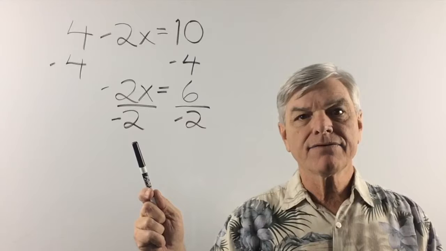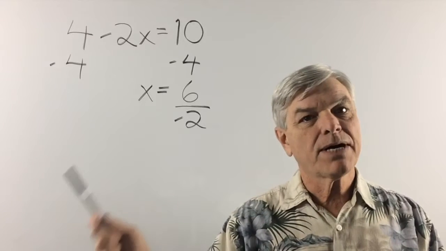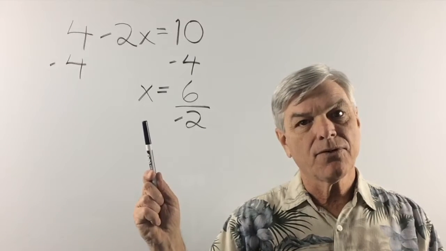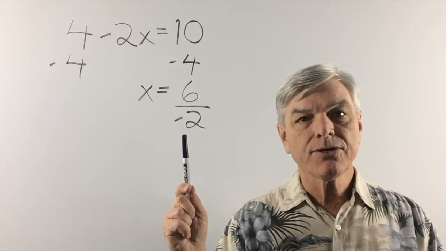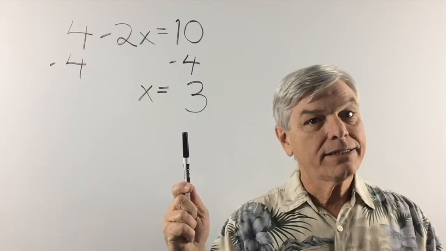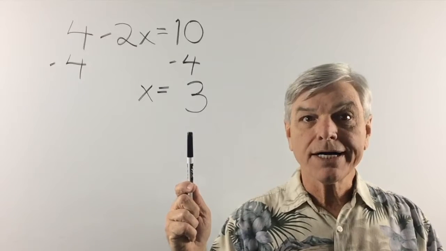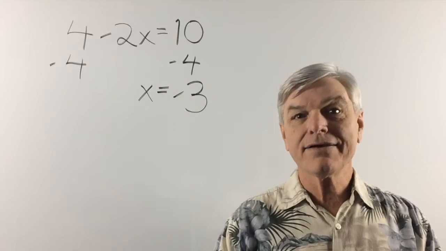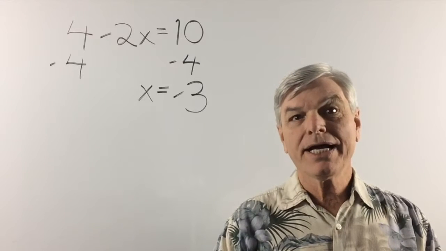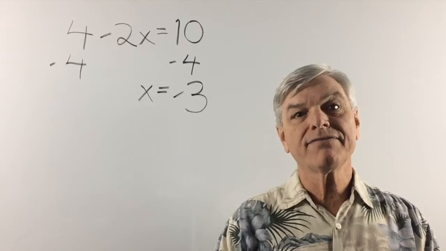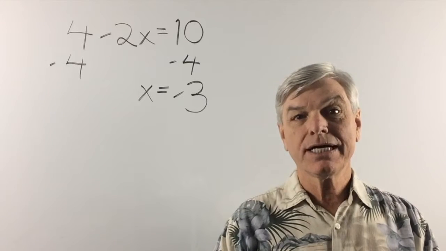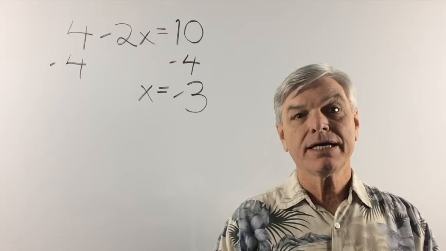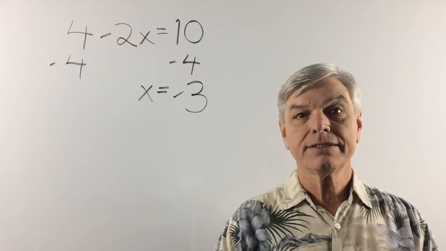-2 divided by -2 is positive 1x. Thank you for not putting the 1 in front of the x. And 6 divided by -2 is 3, right? Wrong. It's -3. Now, when you have a division problem with one negative number, it's going to be a negative answer, a negative quotient. X equals -3. And of course, you can do your check to make sure that that's correct.